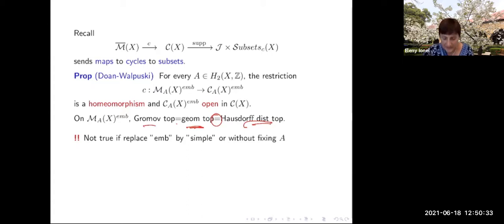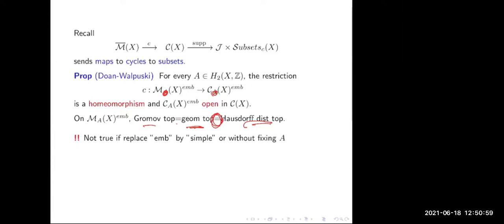Sorry, there is no difference. Sorry, okay. I actually don't need to fix the A in order to get this a homeomorphism. But I do need to fix the A in order to get this equality between the geometric topology and the Hausdorff topology. Does that help? Yeah, thank you. Okay, sure.